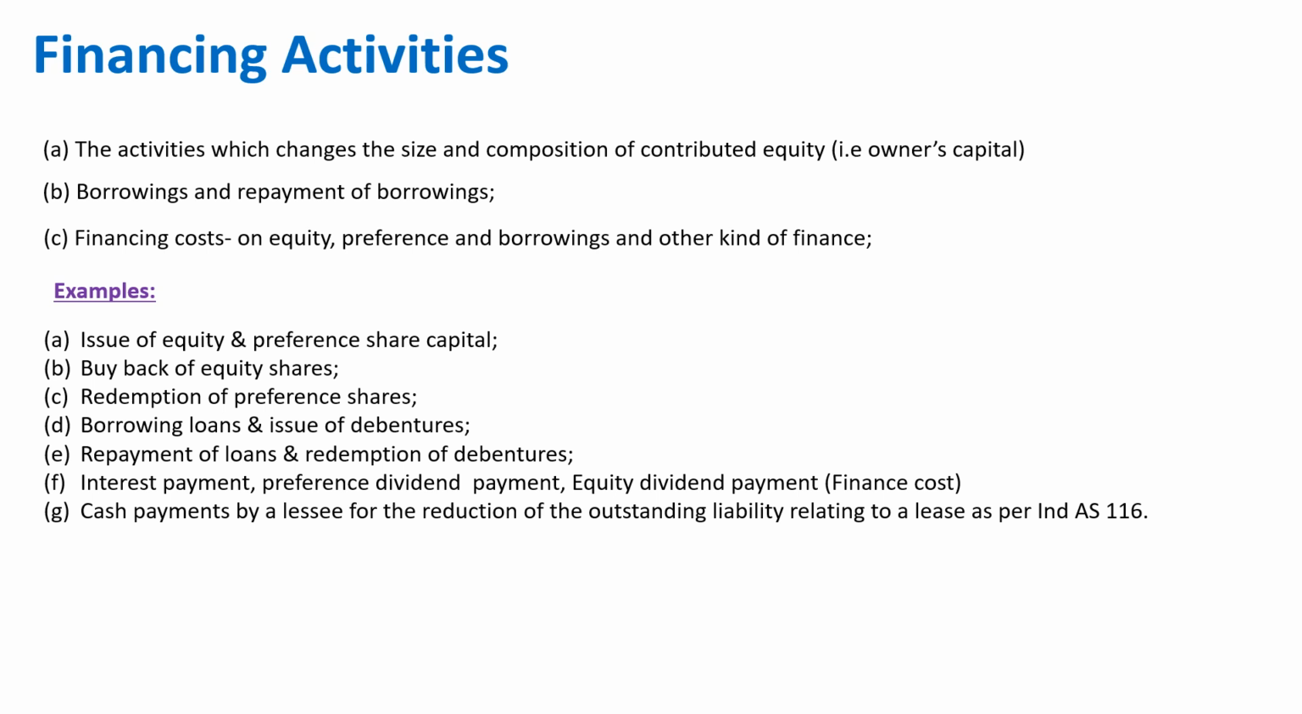Now, point number F, if you see, it is interest payment, preference dividend payment, equity dividend payment. These are all financial costs. This is the additional cost you pay to the shareholders or to the bank. And the last one is cash payment by a lessee for the reduction of outstanding liability related to lease. So under Ind AS 116, if there is any payment of rent to the lessor, that has to be captured here as payment towards financing activities.